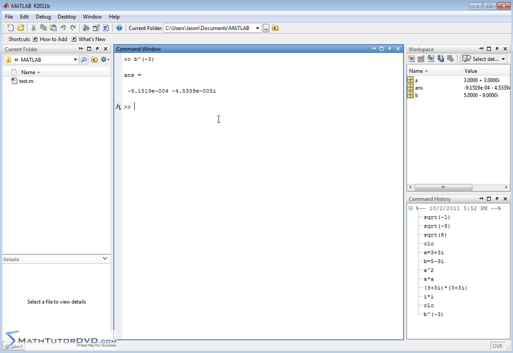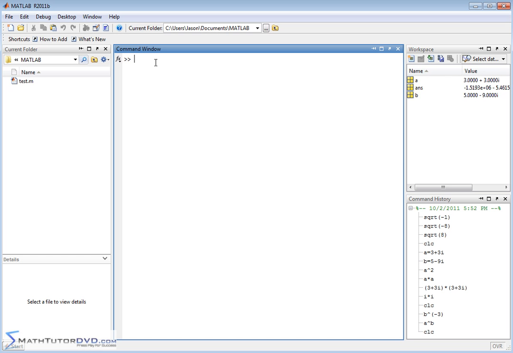We can actually do things like taking a complex number and raising it to another complex number, because a and b are both complex. And when you do that, MATLAB does all the heavy lifting and computes the answer. So it behaves much like a calculator you might expect a high-end calculator to do.